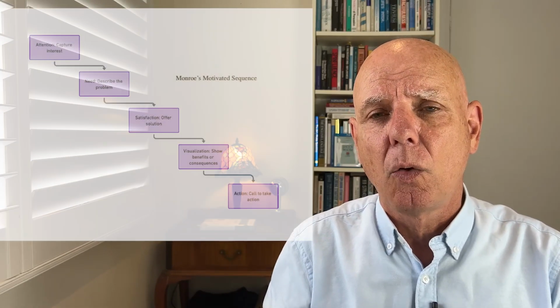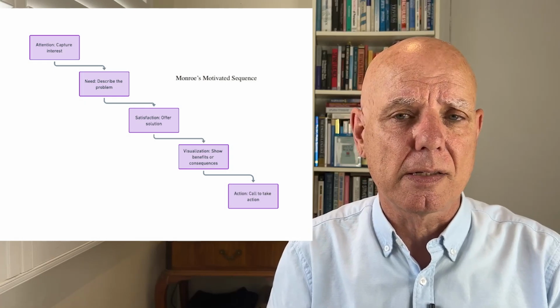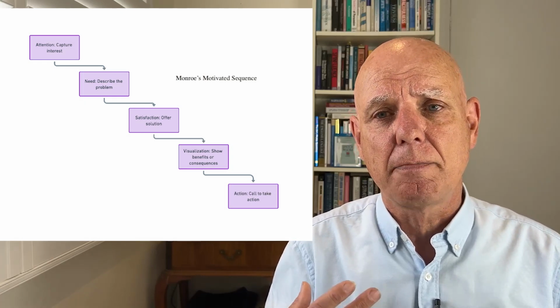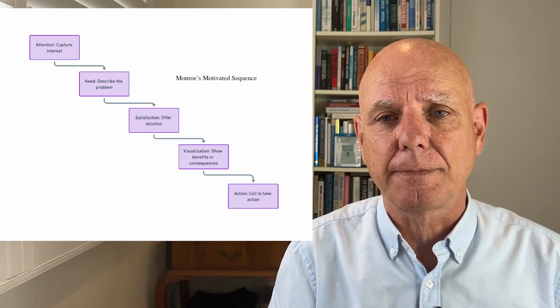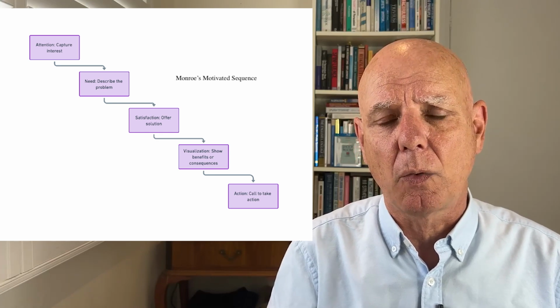The next step in Monroe's motivated sequence is an essential step, and it's called the need step. Once you have the audience's attention, the idea is to make them feel the need to act. Here you describe the problem in a way that the audience can relate to and feel. For instance, you could say, every day our company faces hundreds of cyber threats. Each one is a potential disaster waiting to happen. It's about painting a picture that makes the issue urgent.